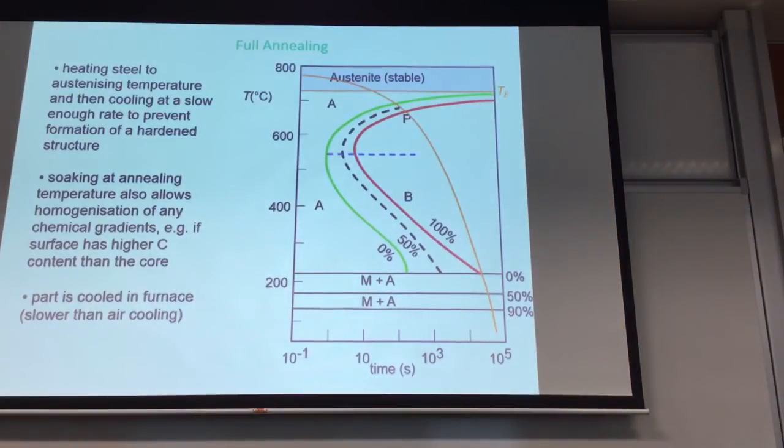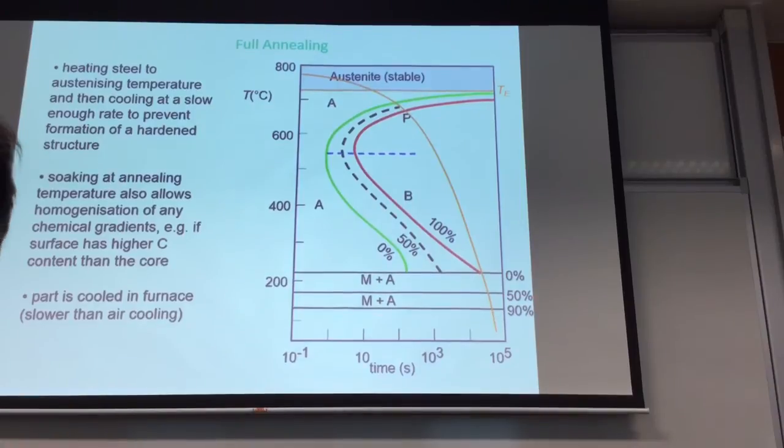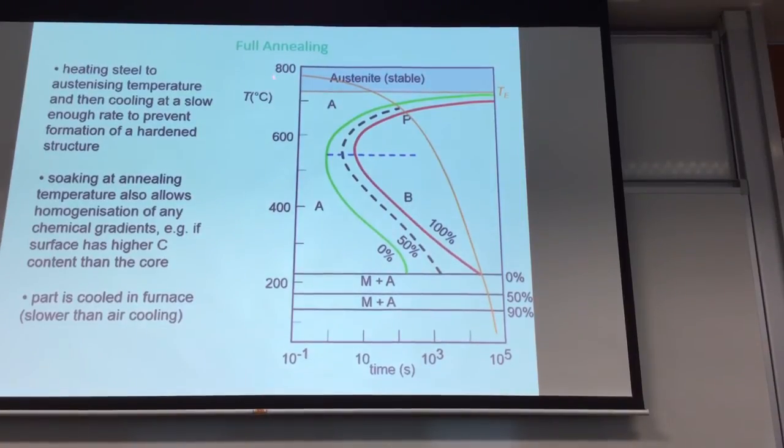We talk about annealing. What is annealing? Look at this curve again. Although this is not exactly correct for annealing, it's okay. I think this gives you the picture. This is your TTT diagram again. We heat up to the austenite region.